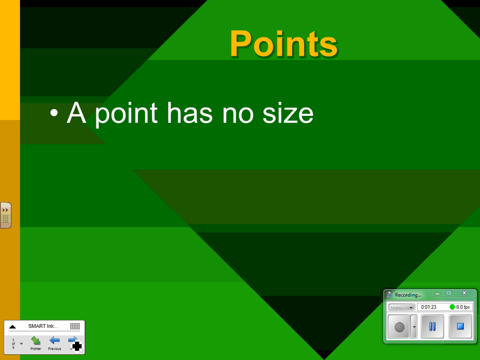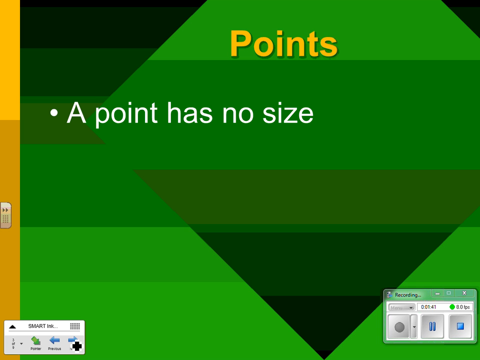Not a new concept at all. You all have thought about points a lot. We've done them in here already, when we plotted ordered pairs on the coordinate plane. First descriptor, again, not a definition, just a description: a point has no size.